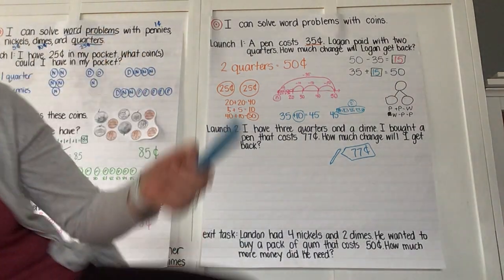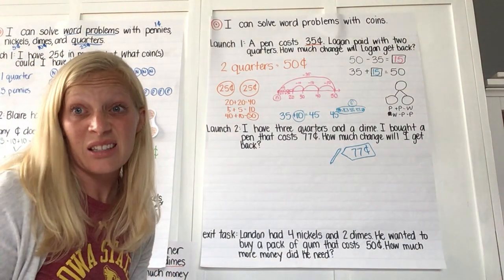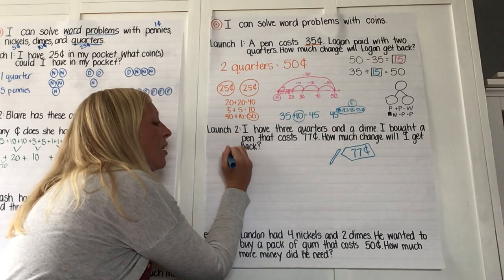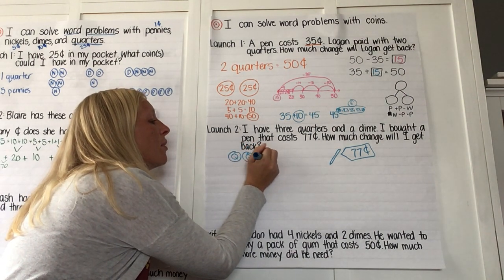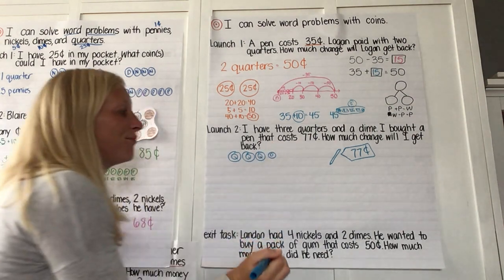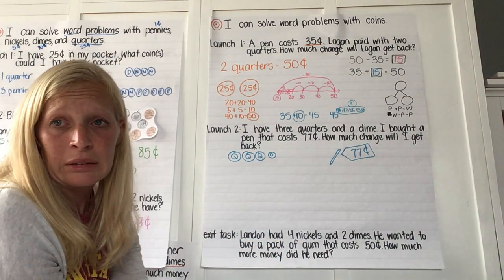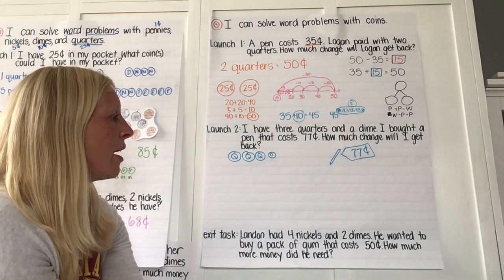Friends, what do we already know? Okay, we know that my pen cost 77 cents. What else do we already know? I have 3 quarters and a dime. So how much money do I have?